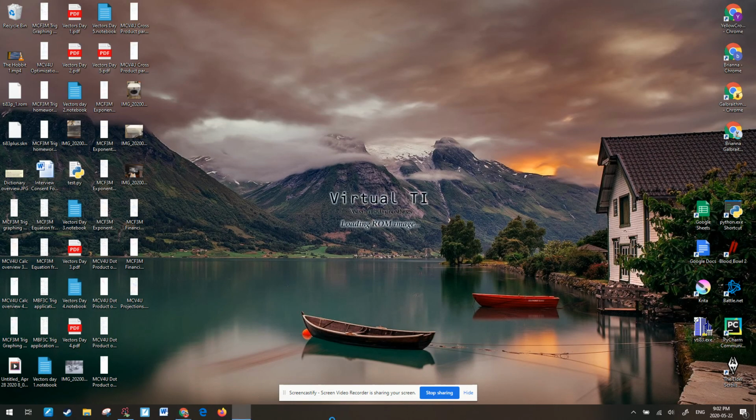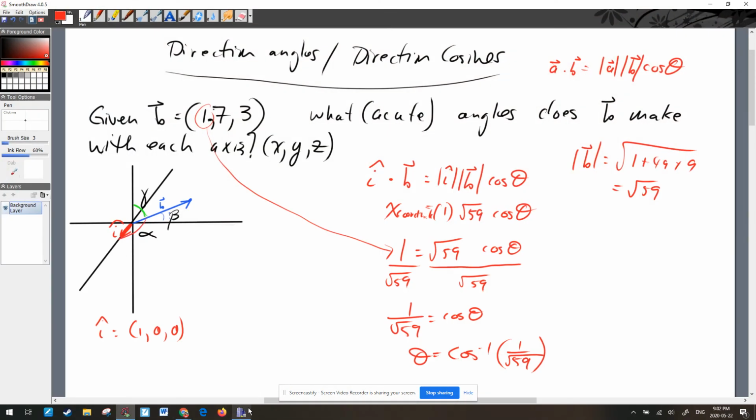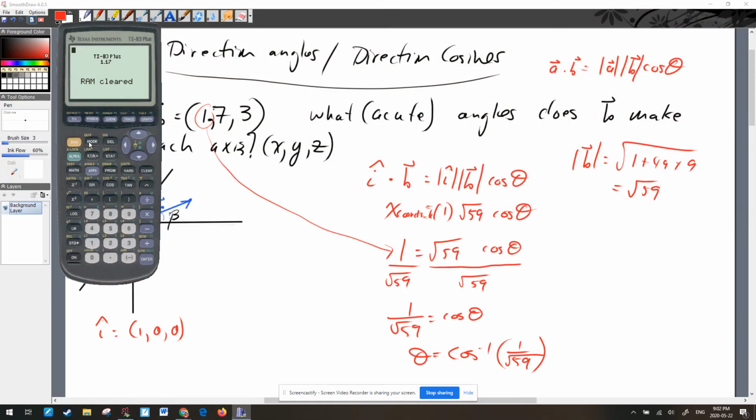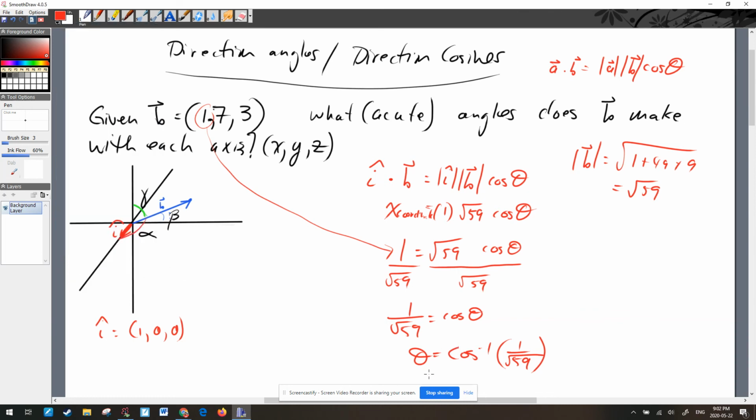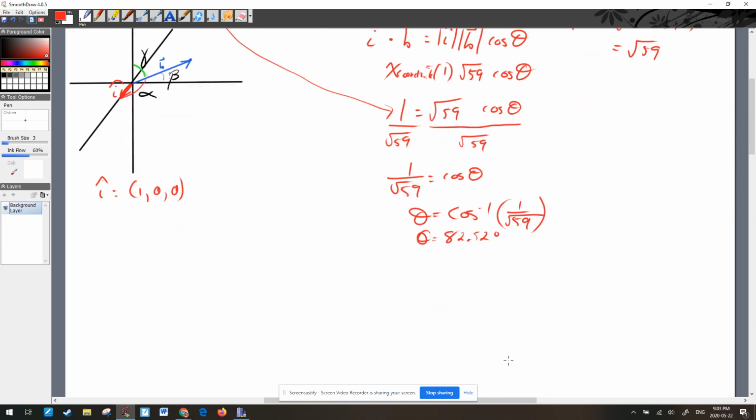There it is. Mode, make sure that we're in degrees because we're talking degrees again just to make our lives easier. So we would do the cos inverse of 1 divided by the root of 59. And what do we get? We're going to get 82.52 degrees. So we found it. So theta equals 82.52 degrees.